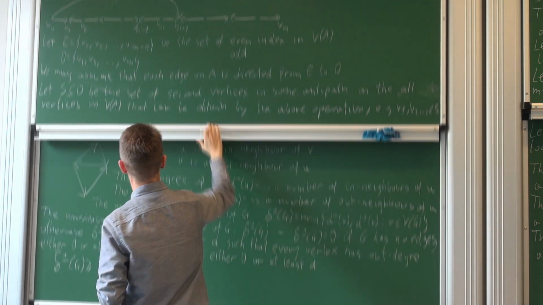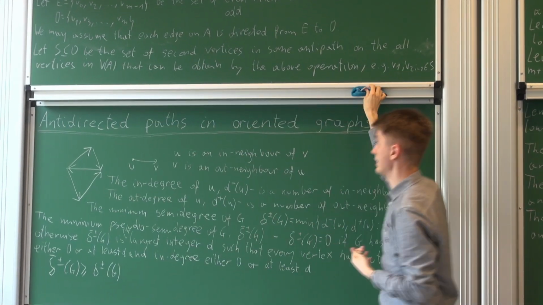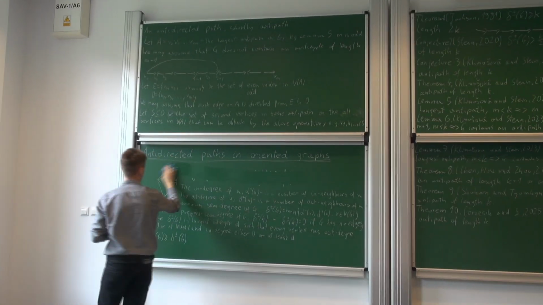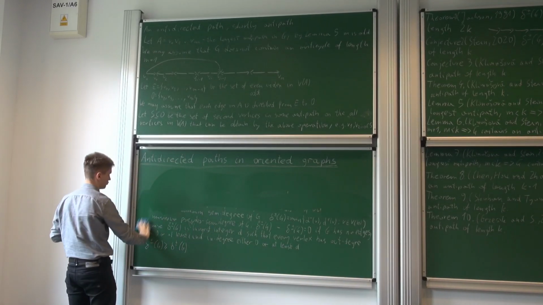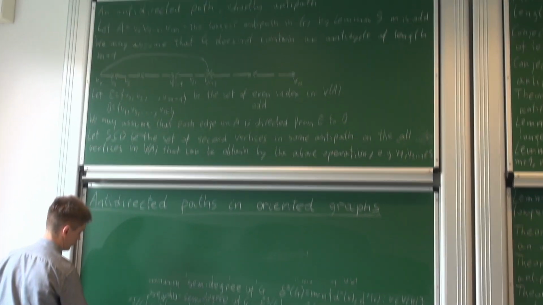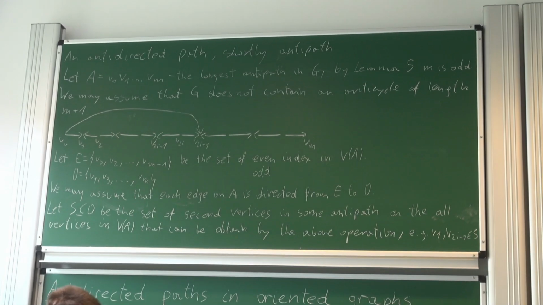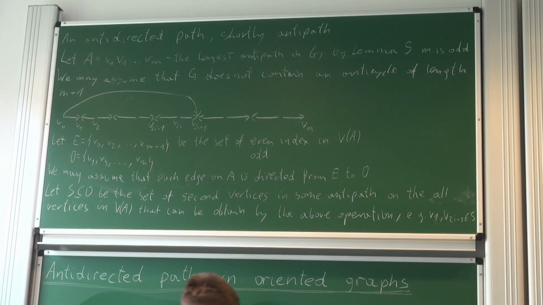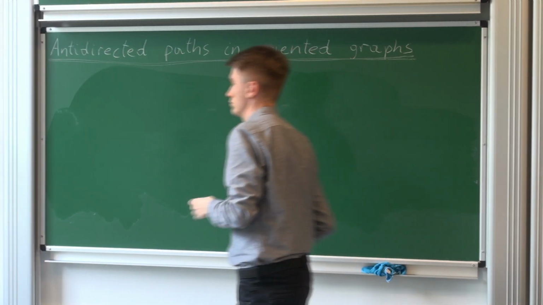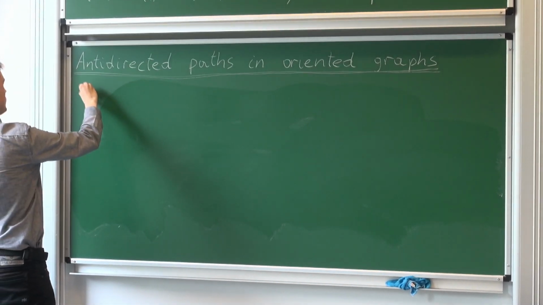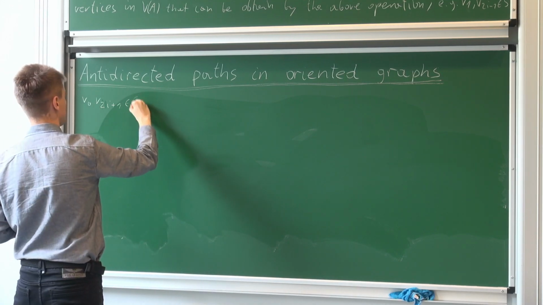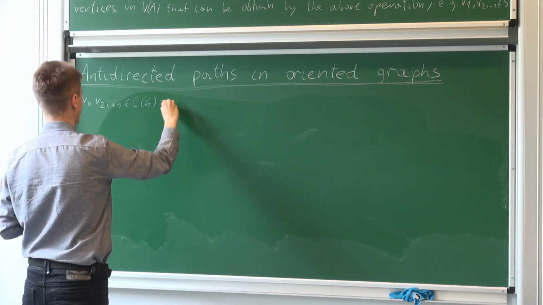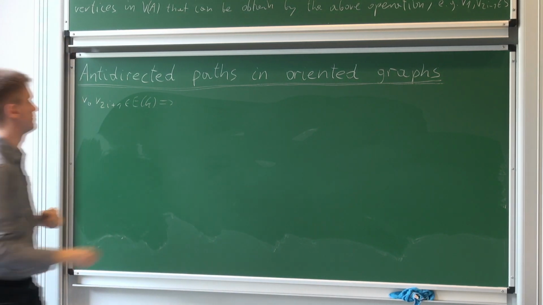Okay. And how large is the set S? Each edge from V0 to the set of vertices with odd index, the set O, creates a new second vertex. Yes, if you have V0, V2i plus 1 as an edge, then V2i minus 1 is second.